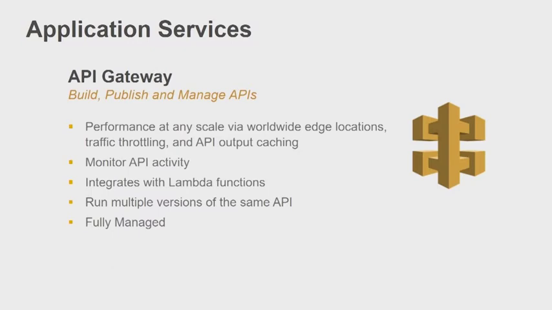In fact, API Gateway can abstract your backend, so your backend can be running in Lambda, on EC2, or even ECS, our container service offering. You can run multiple versions of the same API, which gives you the ability to make changes to your API using different versions. And it's fully managed, meaning you don't run any servers, and high availability is all taken care of for you.